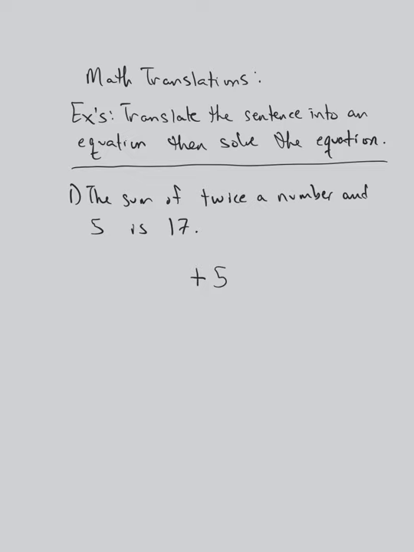And now just remember, twice a number. Some people are still having trouble with that. That's multiplying by 2, not raising to the second power. Those are very different things. And so we have 2x plus 5. And then just remember this word "is" translates to equals. So equals and then 17.